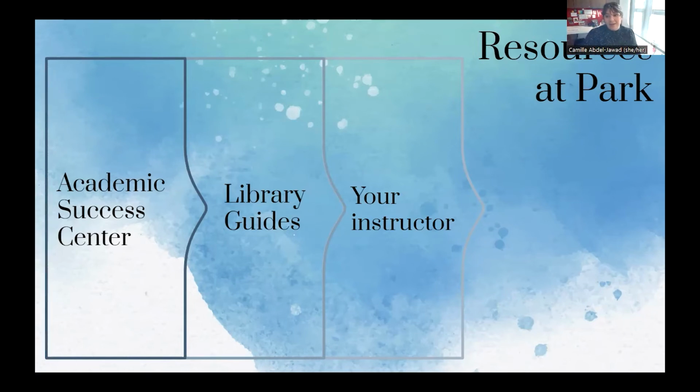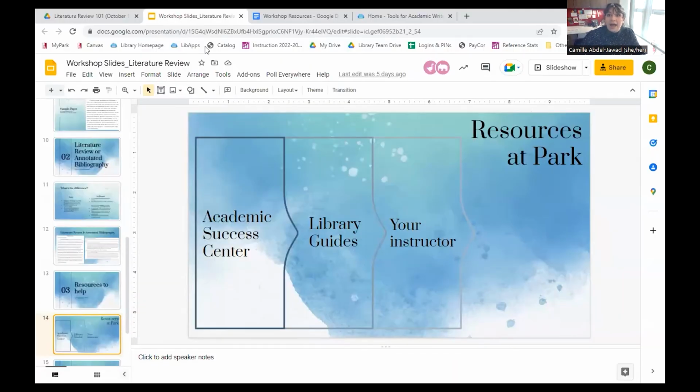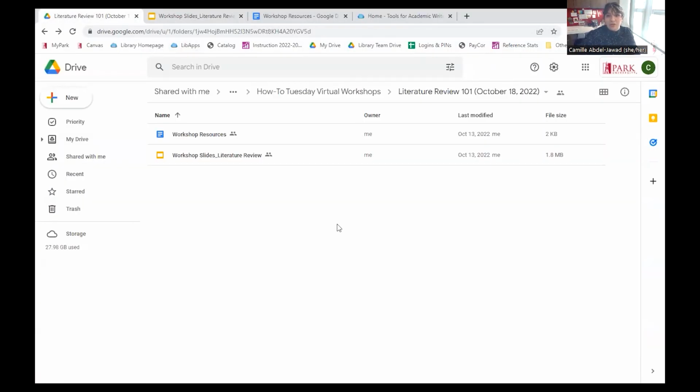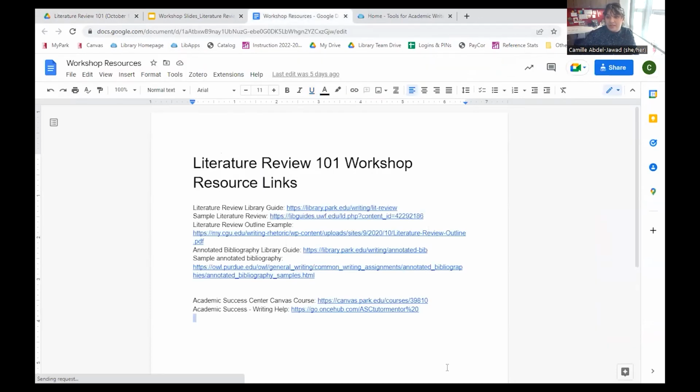We also have a library guide, and I want to show that to you right now. So I gave you a link in the chat to the folder that has both the slides and these workshop resources. And these workshop resource links have links to all kinds of stuff, including the library guide, the example literature review, the example outlines, all of that good stuff, as well as the Academic Success Center, their writing help scheduling page, and how to get in touch with them.